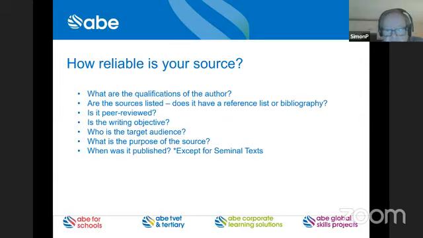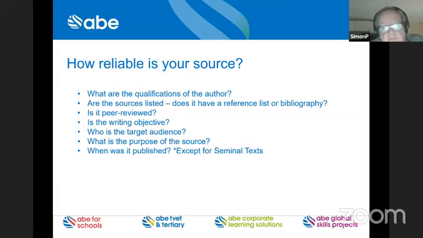So one of the key questions that you should be looking at is to consider how reliable your source actually is. So what are the qualifications of the author? Again, are the sources listed? Does it have a reference list or bibliography? Is it peer reviewed? The academic journals base their authoritativeness on the basis that when articles or research pieces are submitted to journals, they are peer reviewed by other experts in the field prior to publication.